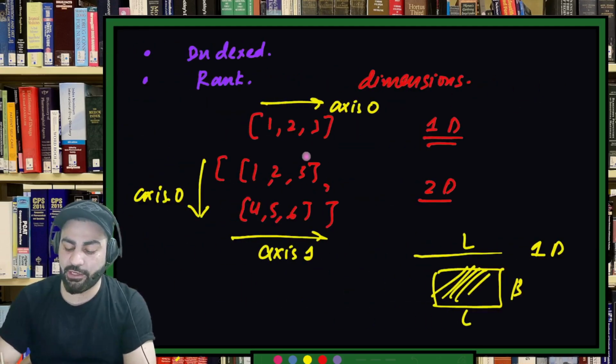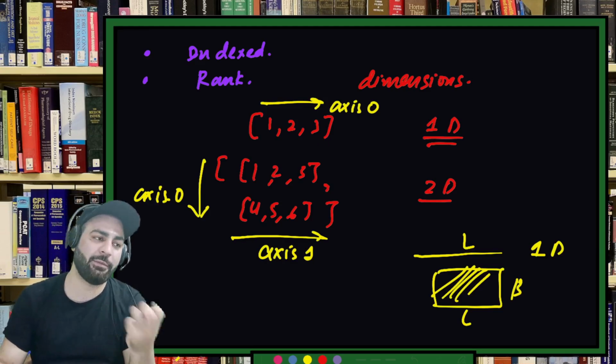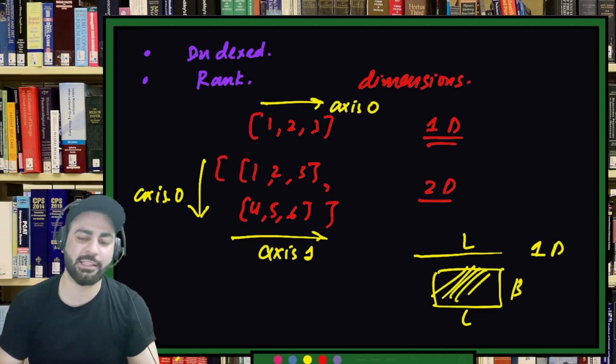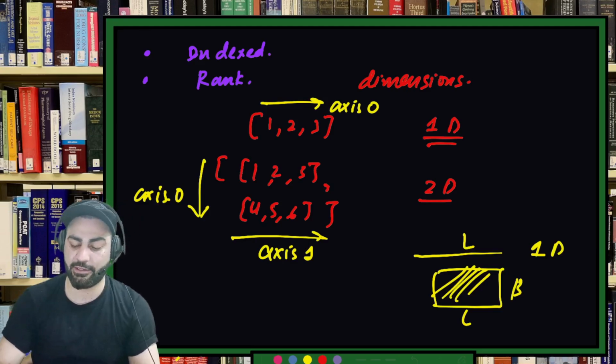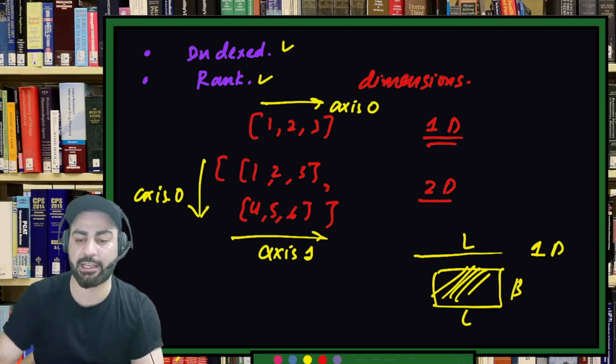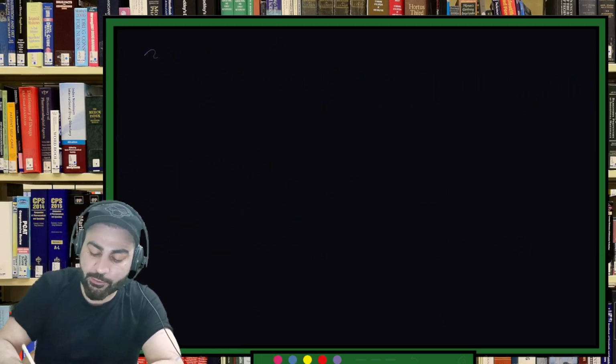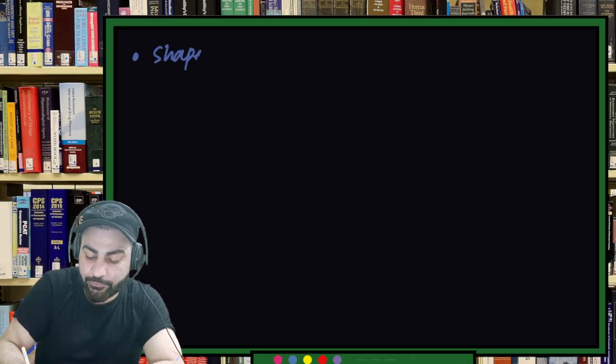So here you have axis 0 and axis 1, and here you have axis 0 only. If you have a 3D matrix, you have axis 0, axis 1, and axis 2, and you can keep on increasing this for n-dimensional things. I think the index is clear and the rank is clear. And then we have shape, the third property. So what is shape?